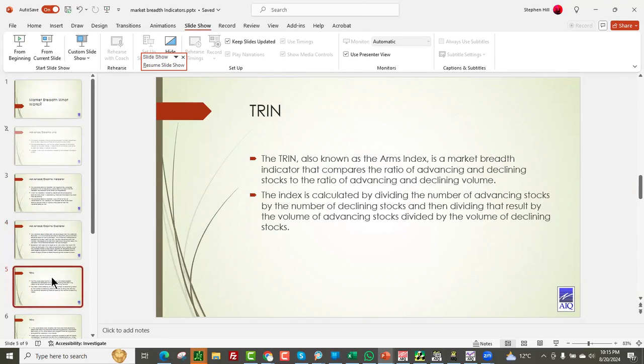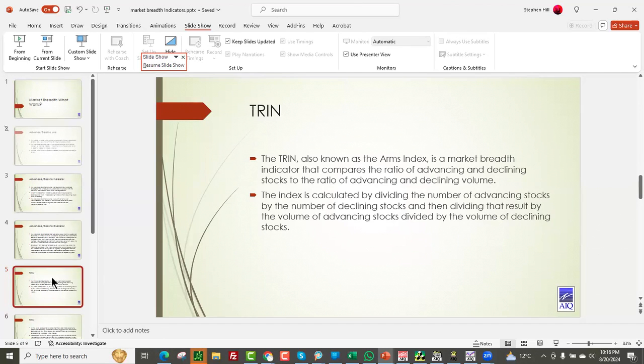Now, the TRIN, also known as the ARMS index, here we're getting into a different area. We're not only looking at the advancing and declining number of stocks, so how many stocks are going up versus down, but also their relative volume. So this one is one of those ratio indexes. What you do is divide the number of advancing stocks by the number of declining stocks. That's stuff we've seen in the AD line. In this case, though, we're dividing the advances by the decliners, and then we divide the volume of the advances by the volume of the decliners. So that's the first step of the TRIN.